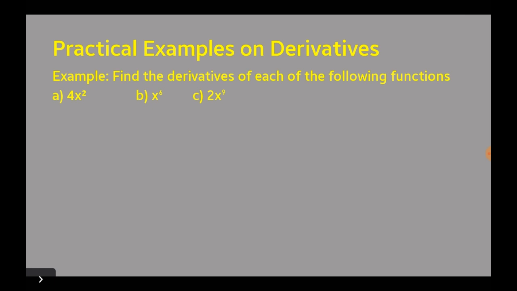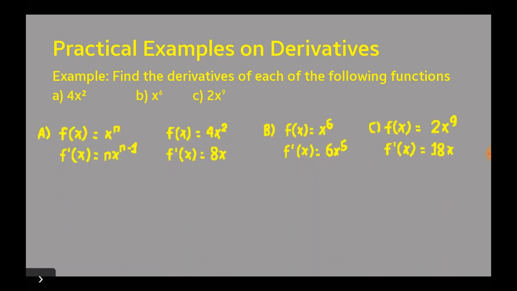Practical examples on derivatives. Now find the derivatives of each of the following functions, for x squared, x to the power of 6, to x to the power of 9. The correct derivative is like this: if f of x is 4x to the power of 2, then let's differentiate it. It becomes 8x.